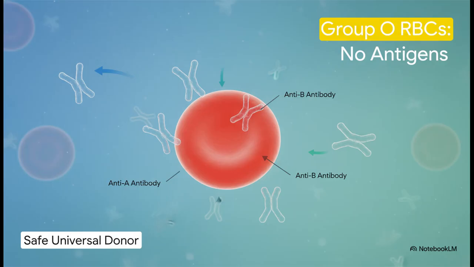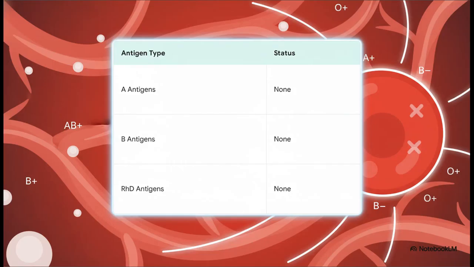Now this leads us to a seriously fascinating structural feature of Group O. Because Group O red blood cells do not have any A or B antigens on their surface, there is literally nothing for the anti-A or anti-B antibodies to attack. If you mix Group O blood with any testing antibodies in the lab, it won't agglutinate, it won't stick together. In a patient's body, this means Group O blood can be safely given to any other ABO group without triggering that life-threatening alarm system.